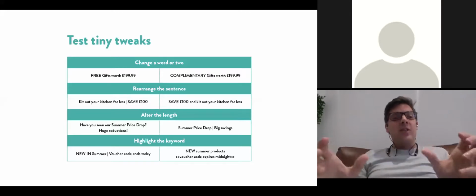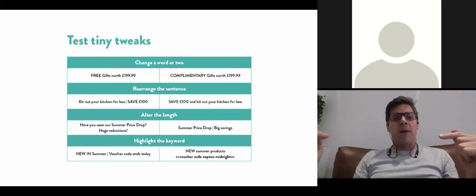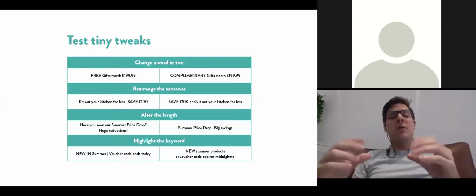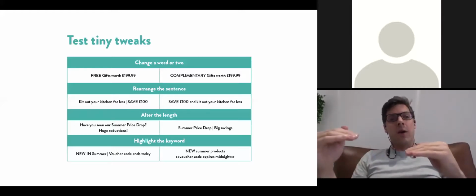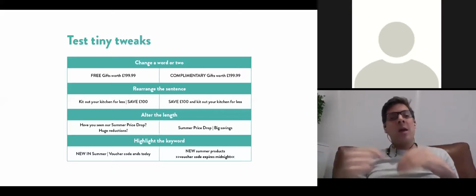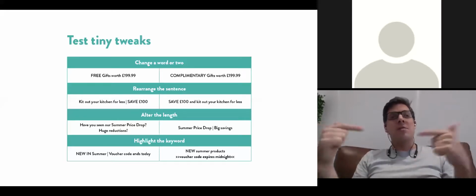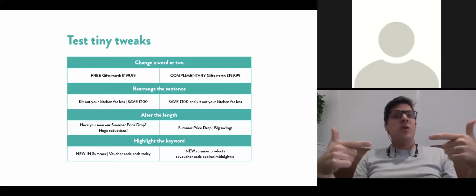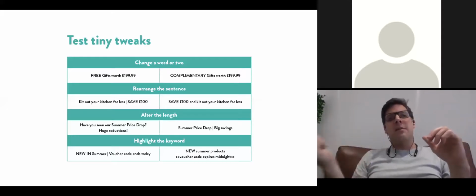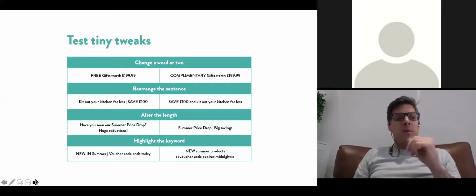So the final one is really just about highlighting keywords. You can see on the right there, we've just used a couple of arrows to point to a phrase. That's quite useful if you've got a sort of double subject line. So we've got new summer products, but there's also a voucher code. It's also worth experimenting with different forms of pointers, arrows, little stars, even emojis, little fingers. It's just a way of getting people to read a different part of the subject line, which is sometimes quite useful.